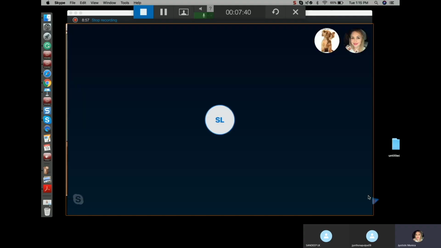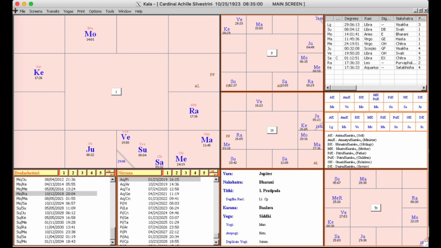So we'll do one more. What house is Jupiter in? Second house. Yes. What house is Rahu in? 10th house. 11th house. Which one? Rahu is in the 11th house. 11th house, yes. Yotsna, what house is Mars in?